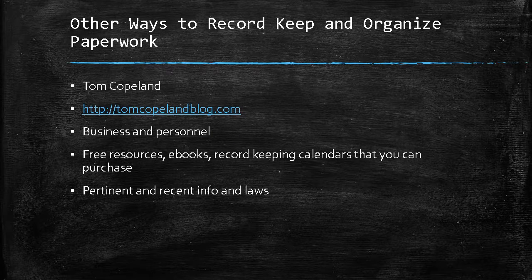So other ways that we record keep and keep ourselves organized is Tom Copeland, who I've talked about a little bit throughout the class. He's kind of our guru of childcare and family childcare. He's very pragmatic and business oriented, but he actually has a lot of free resources, and then he has some ebooks and record keeping calendars that you can purchase. But he really talks about personnel and things like that. If you go to his blog, he has a lot of tax keeping information, personnel things, changes to personnel that you might need to be aware of, especially if you're in family childcare, because that's his targeted audience.